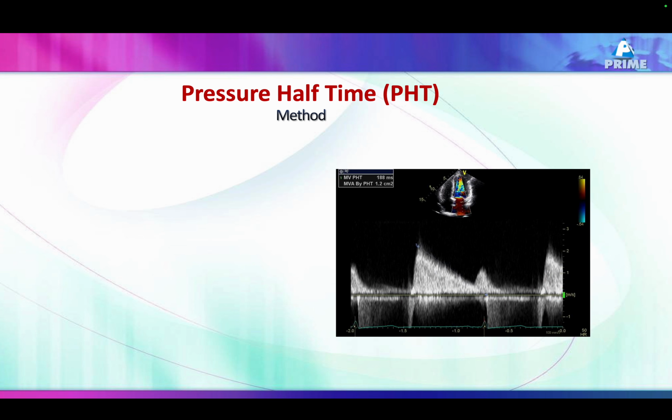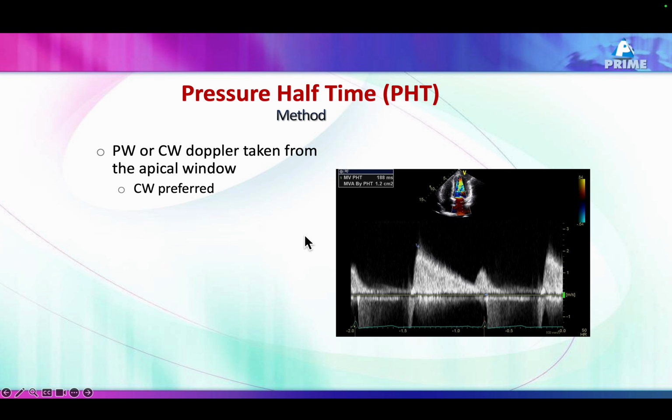How do you take pressure half time? You usually put the continuous wave Doppler here, or a pulse Doppler if the velocities are not very high. Once you do a continuous wave Doppler, you get this kind of tracing, and you trace this line. This gives you the pressure half time. Pressure half time here is 188, less than 220. The mitral valve area is more than 1. It was 1.2.